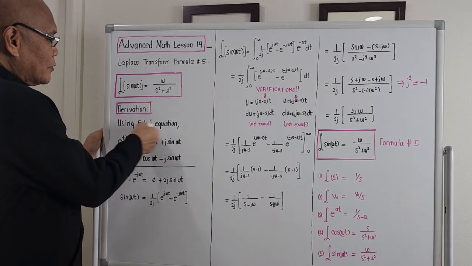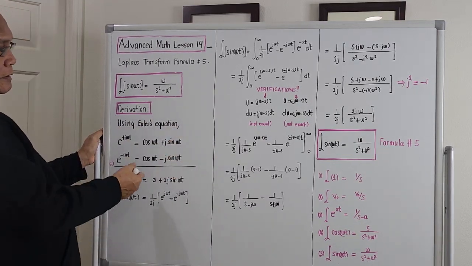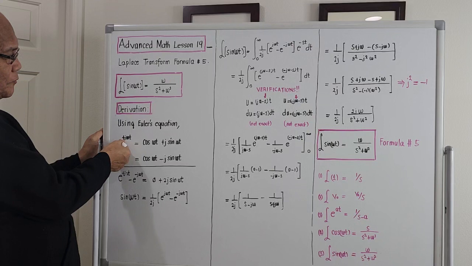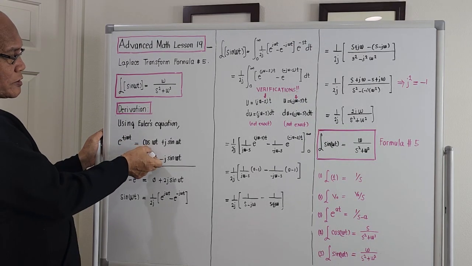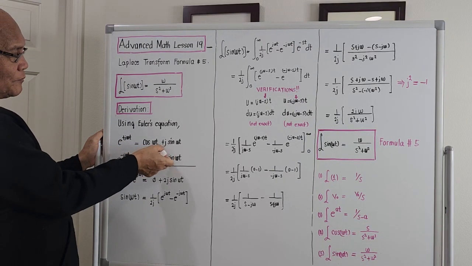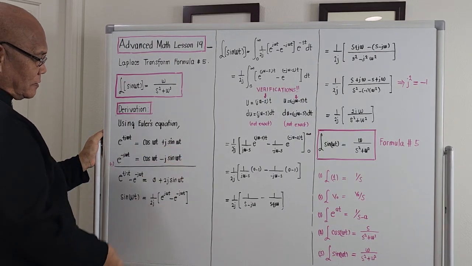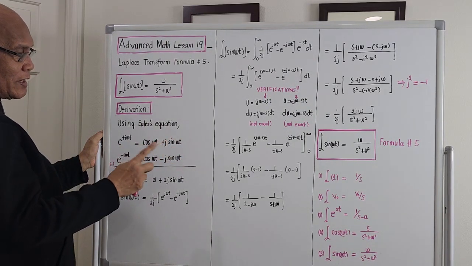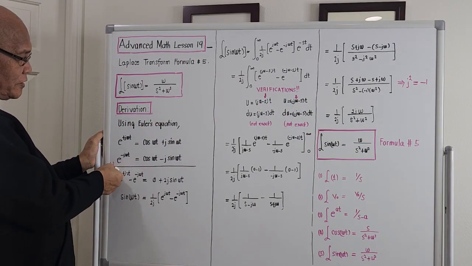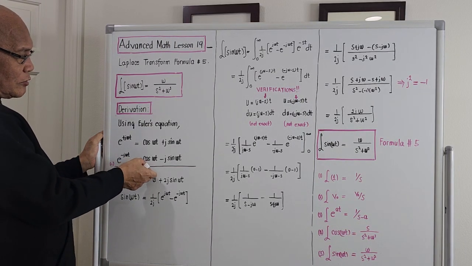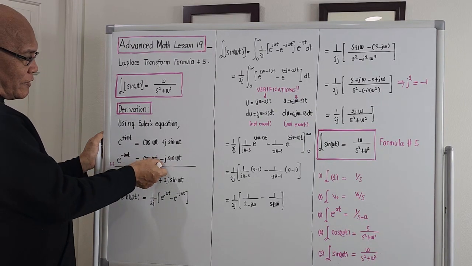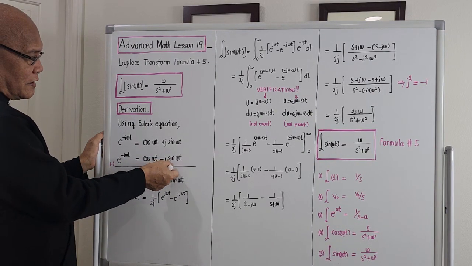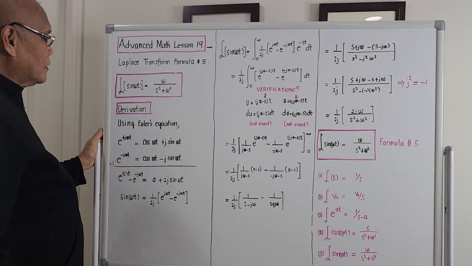Using Euler's equation, e raised to plus j omega t is actually cosine of omega t plus j sine of omega t. And the other one, if the exponent is negative, that is e raised to negative j omega t is equal to cosine of omega t minus j sine of omega t.